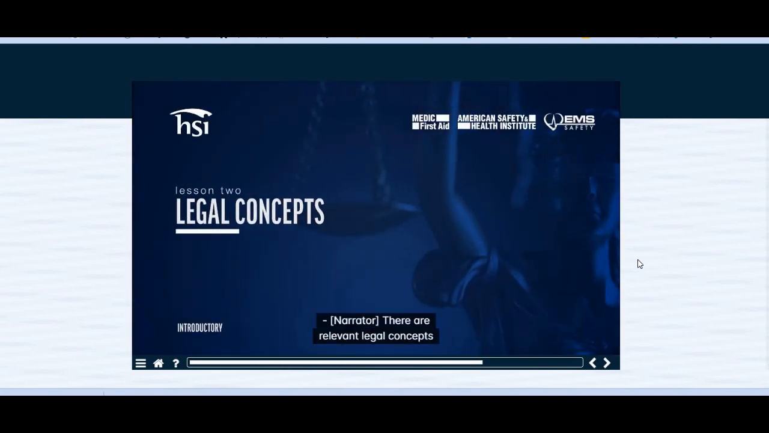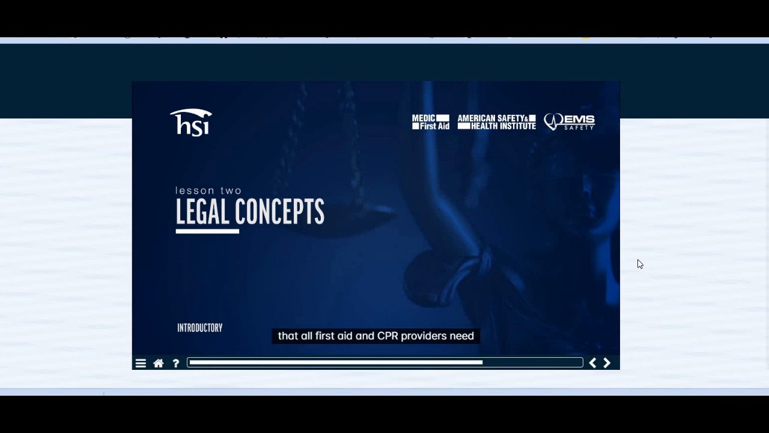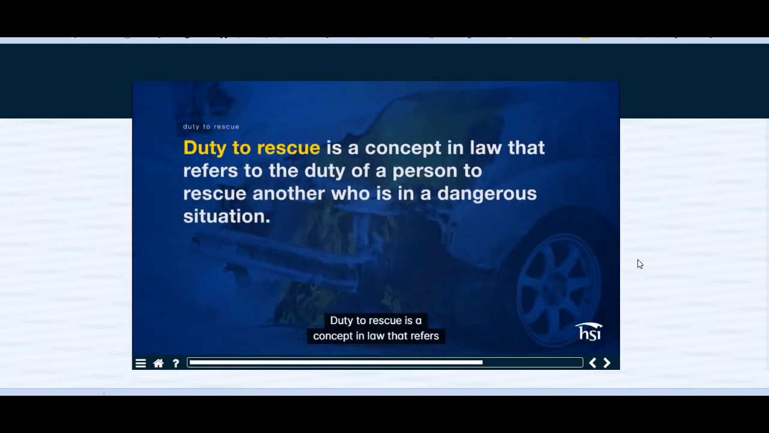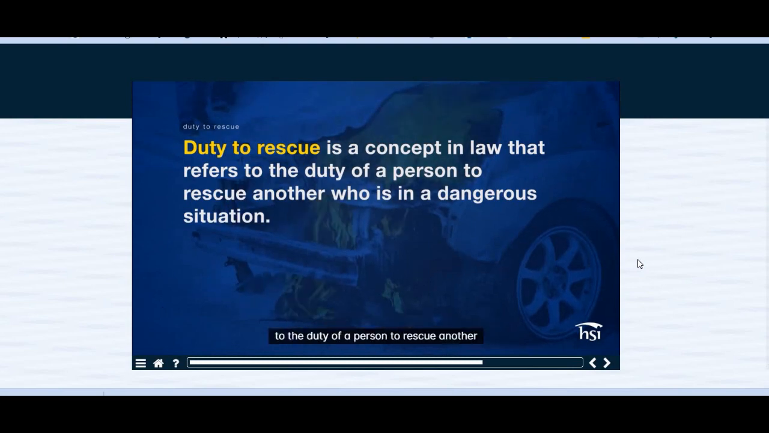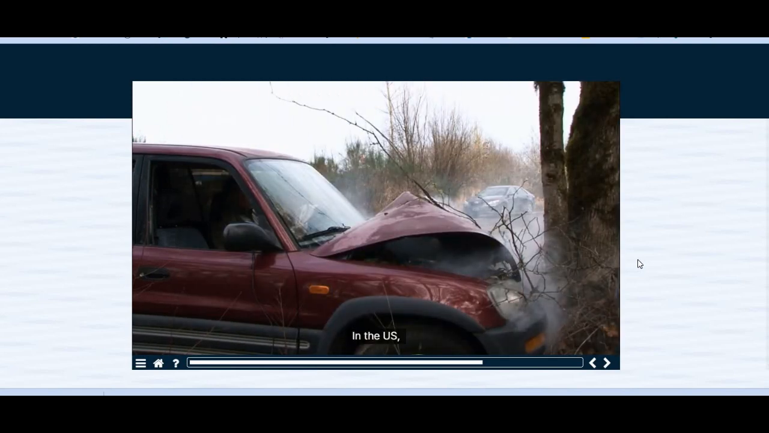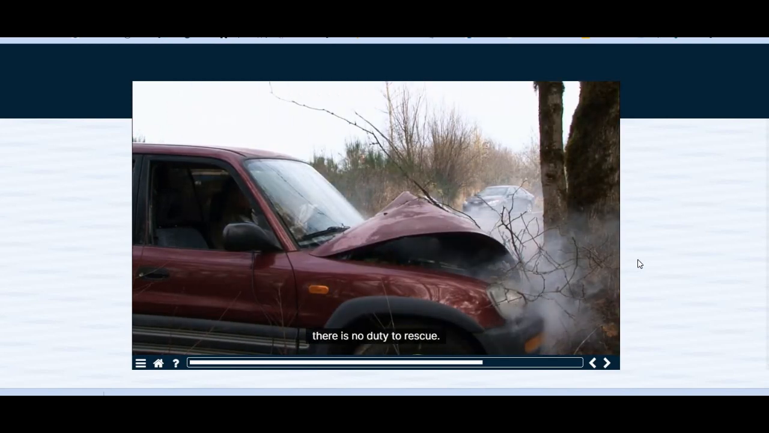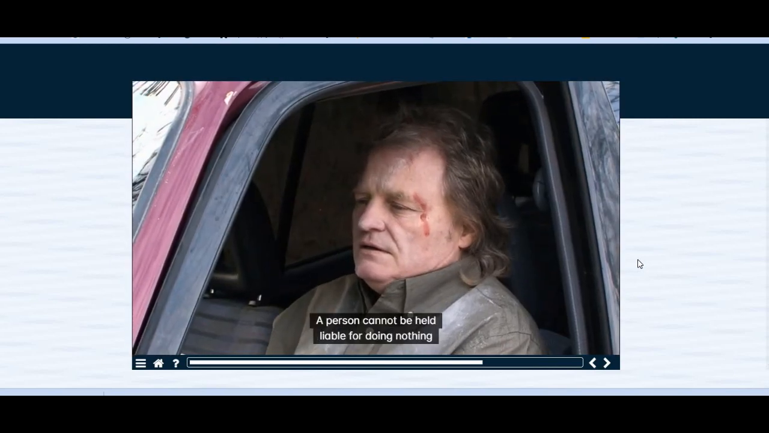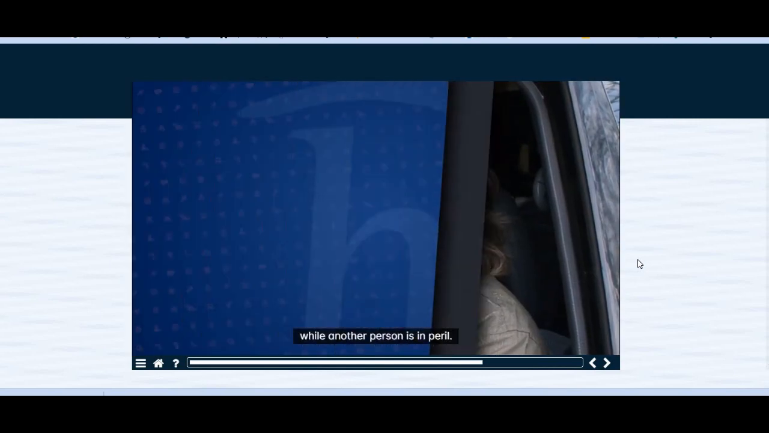There are relevant legal concepts that all first aid and CPR providers need to be familiar with. Duty to rescue is a concept in law that refers to the duty of a person to rescue another who is in a dangerous situation. In the U.S., in general circumstances, there is no duty to rescue. A person cannot be held liable for doing nothing while another person is in peril.